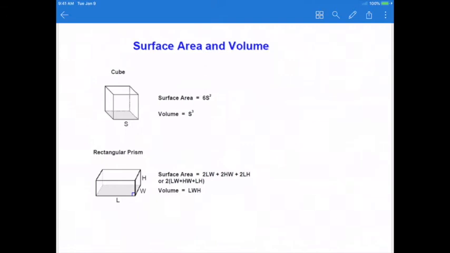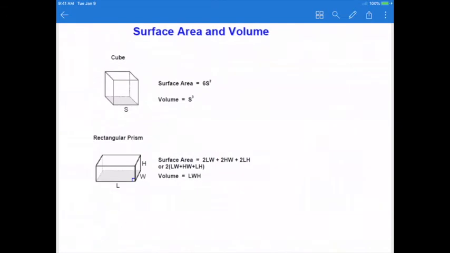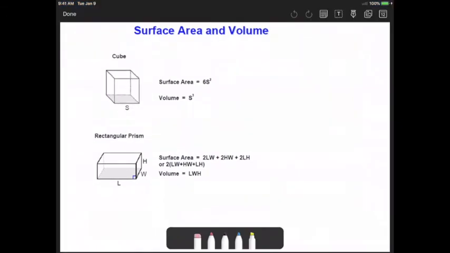All right, so let's just go over this. So we have a few formulas. A cube, the surface area of a cube is 6 times s squared. S, remember, is the side, or you could say 6 times e squared. E is the edge. Volume is s cubed or e cubed.